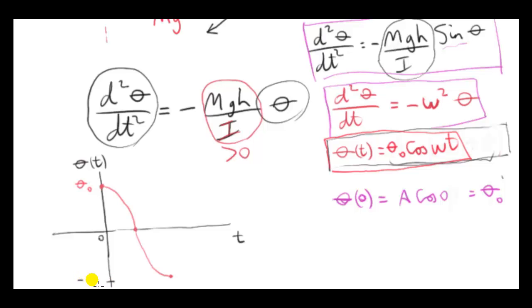So in the absence of friction, and for the case of small angles, by the way, angles that are less than 5 degrees, this is a very good approximation. The oscillation will continue, of course, and we just get our cos function.